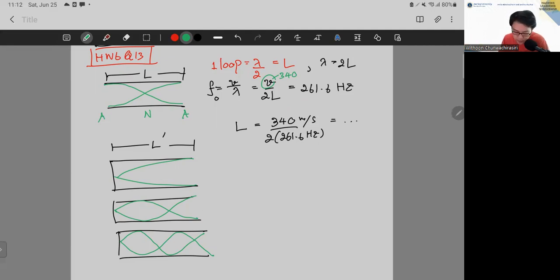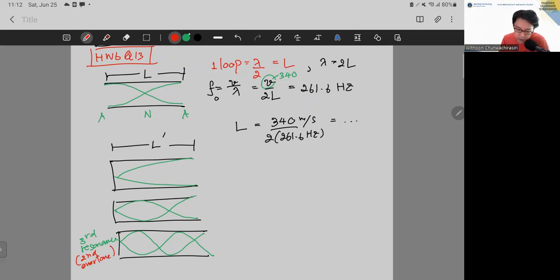Okay, so this is your third resonance. Does that make sense? All right, the first resonance is your fundamental. The second resonance is your first overtone. The third resonance is your second overtone. Okay, let me write on the side here. It's the second overtone. There you go.